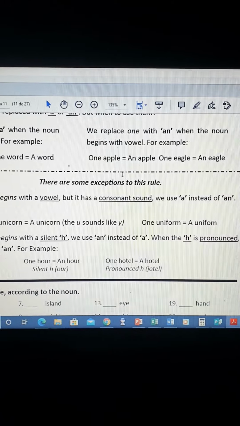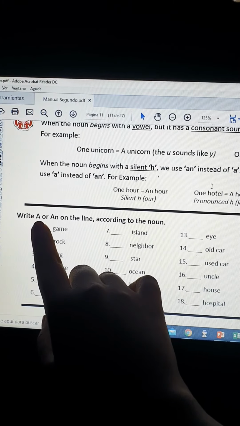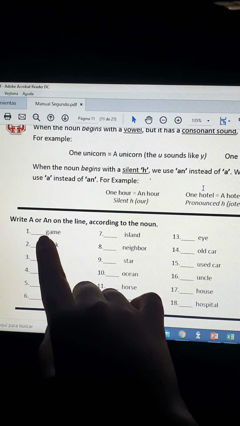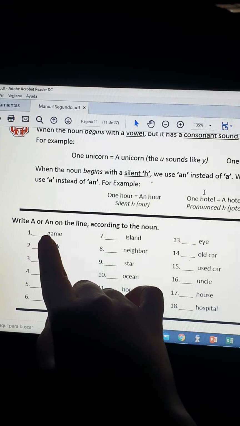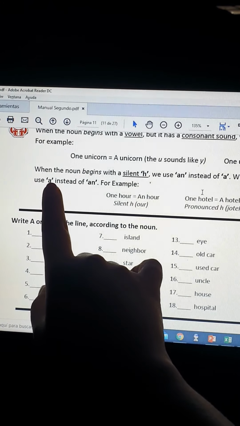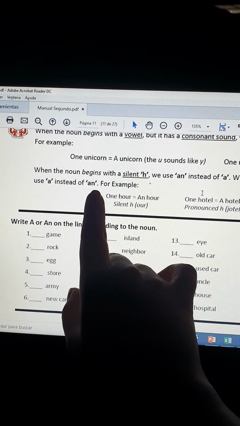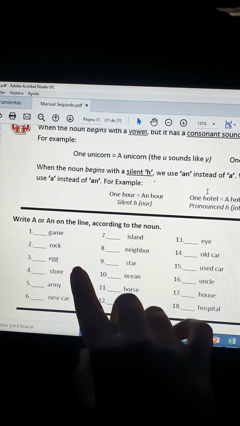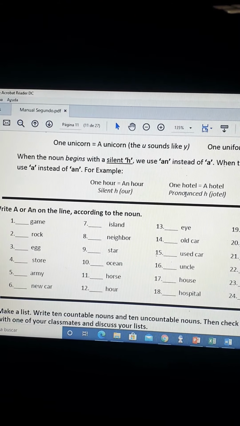So far, so good? What do you have to do in this exercise? Write a or an on the line according to the noun. So for example, game. Is it a or an? A game or an game? A game, okay? Island. A island or an island? It's a vowel, so we use an, okay? So you have to complete using a or an in this part.